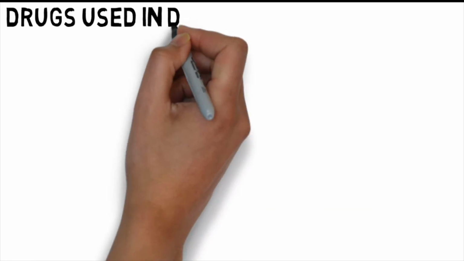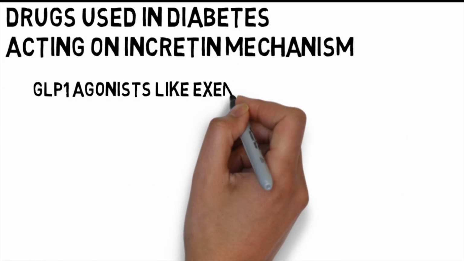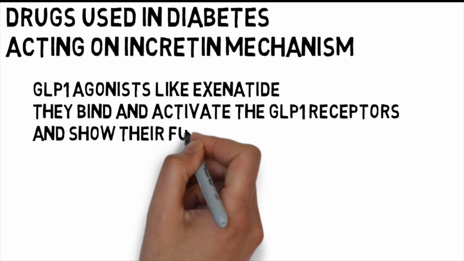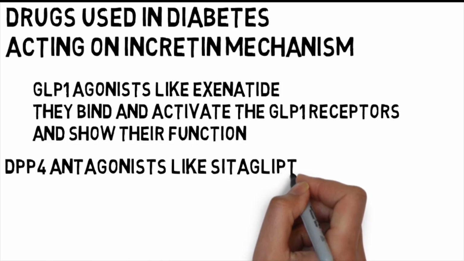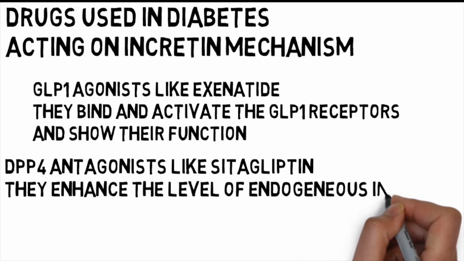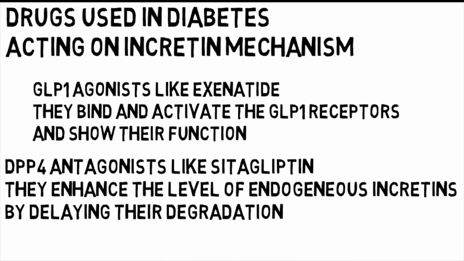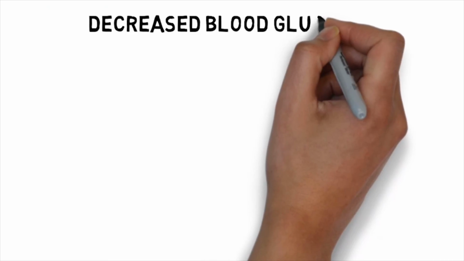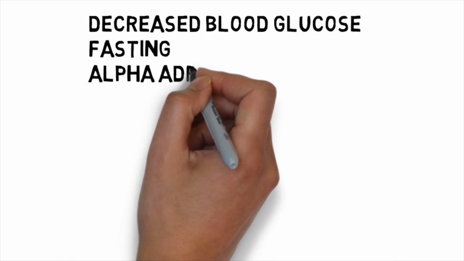So there are drugs acting on this incretin mechanism. The GLP agonists like exenatide mimic the GLP action. DPP4 antagonists like sitagliptin delay the endogenous degradation of incretins and enhance their level in blood. Factors which decrease plasma insulin level are decreased blood glucose, fasting, or fat energy stimulation in somatostatin.